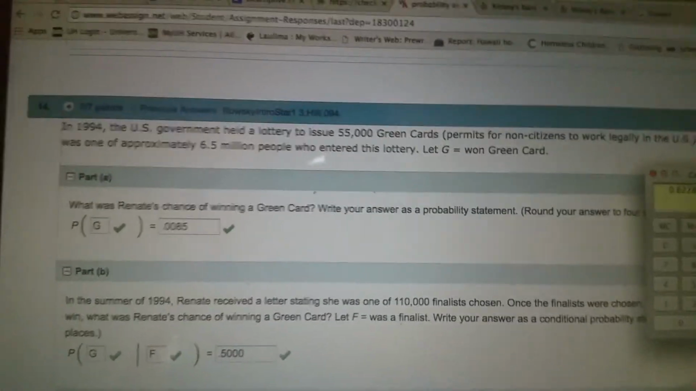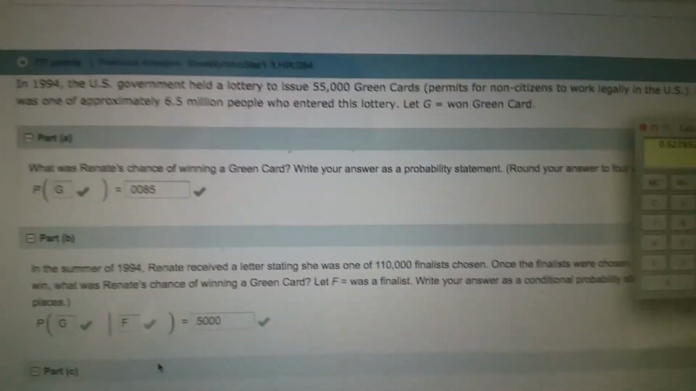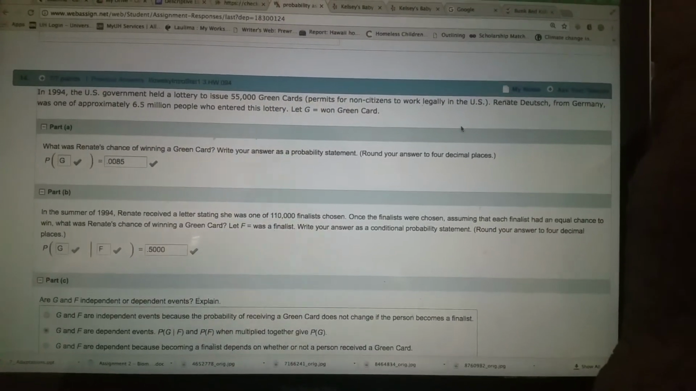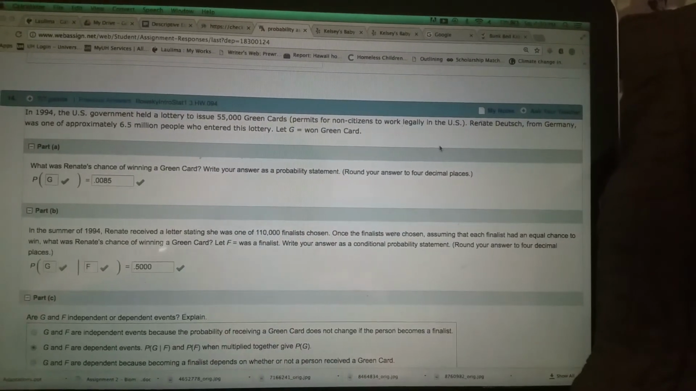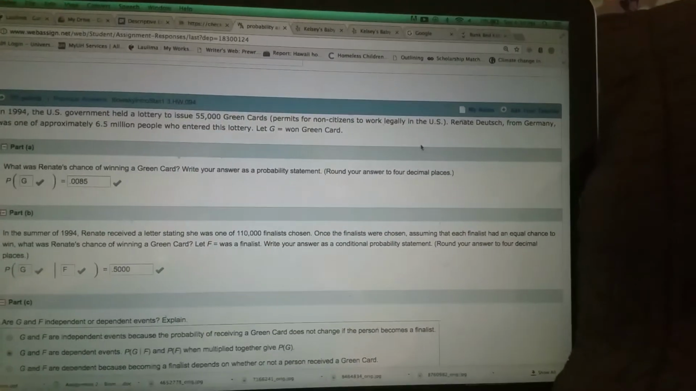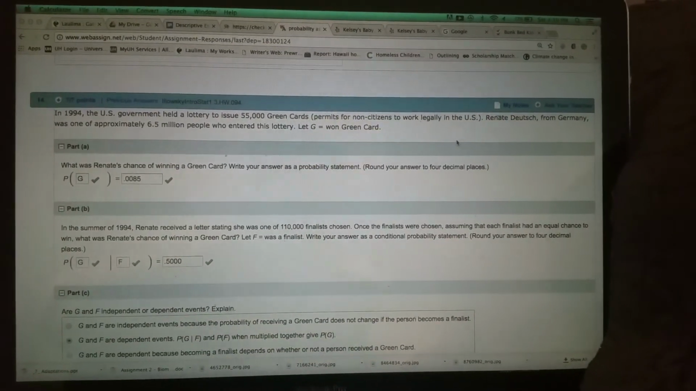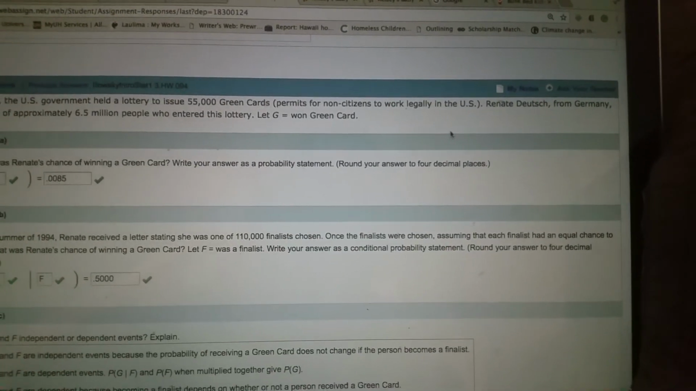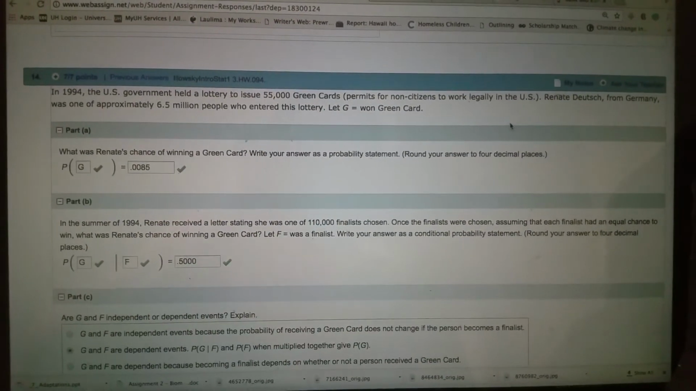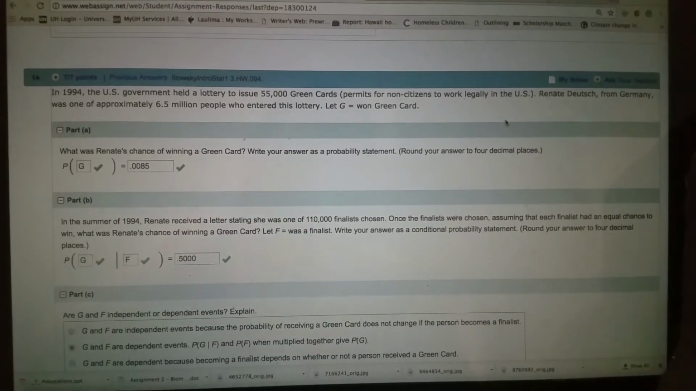Next one. Let me erase my board. We've got number 14. Let's get rid of this calculator for now. Trying to keep my hand steady, sorry if it's a wreck. In 1994, the US government held a lottery to issue 55,000 green card permits for non-citizens to work legally in the US. Renette Deutsch from Germany was one of approximately 6.5 million people who entered the lottery.